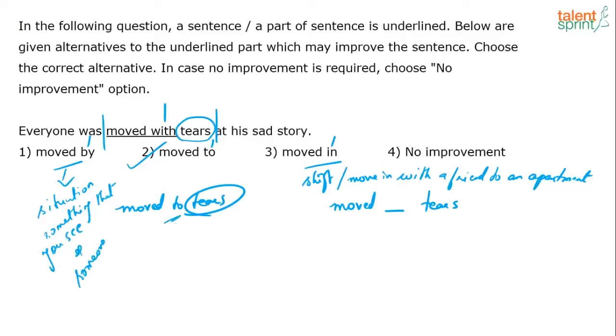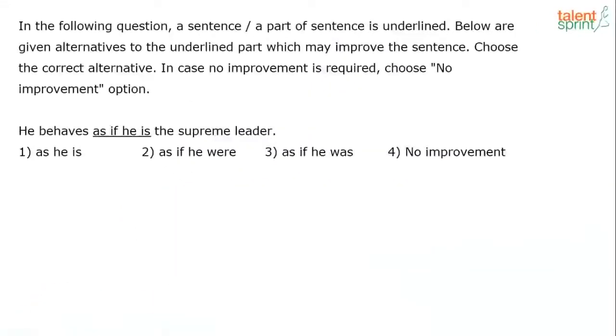Okay, now you know this. So that's why I said collocations are really, really helpful to get the right answer. Eliminate all the wrong answer options. Yeah. He behaves as if he is the supreme leader. As if he is, the underlined phrase. As he is, as if he were, as if he was. So, what do you think is the answer?